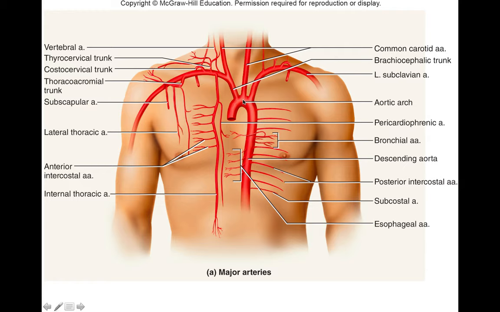It's just a little bit weird that you have the brachiocephalic trunk that gives rise to your right common carotid and your right subclavian, but your left common carotid and your left subclavian artery branch individually off of the aorta. So just remember that those right side branches come off of the brachiocephalic trunk.